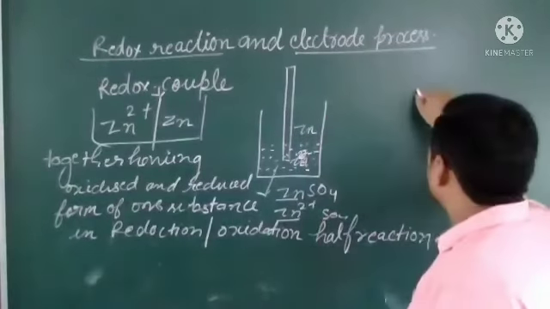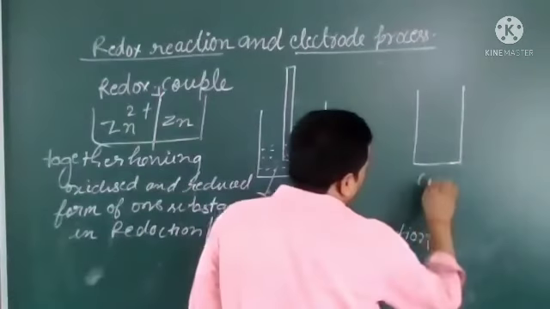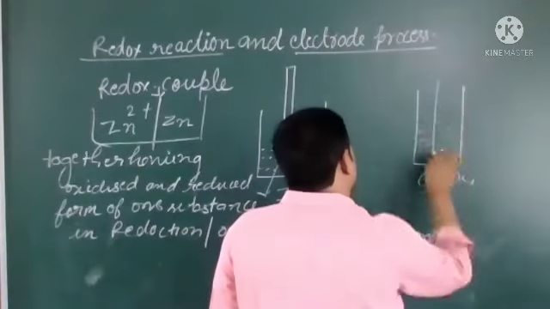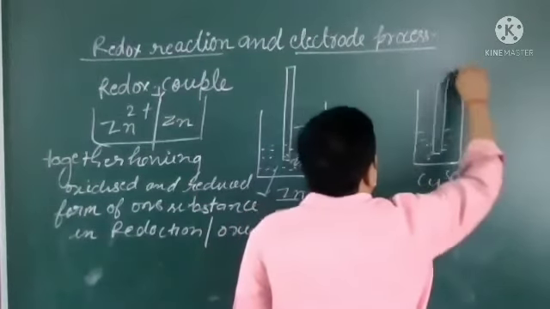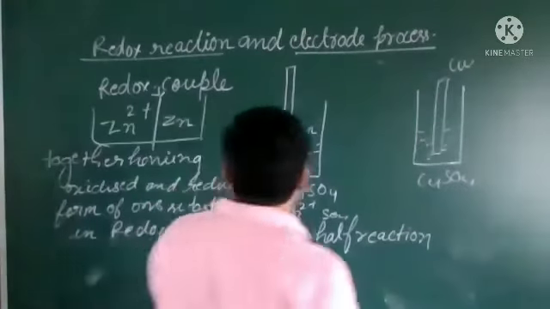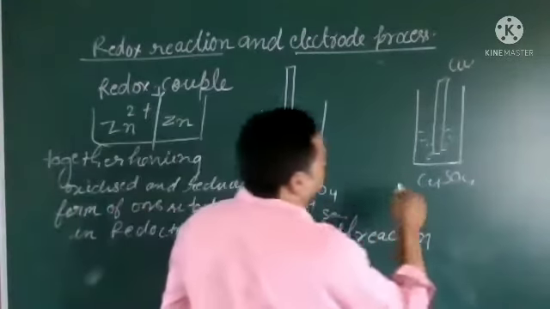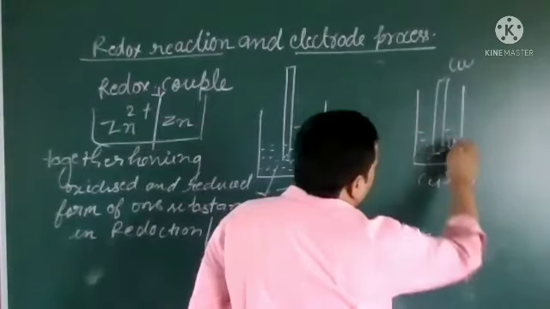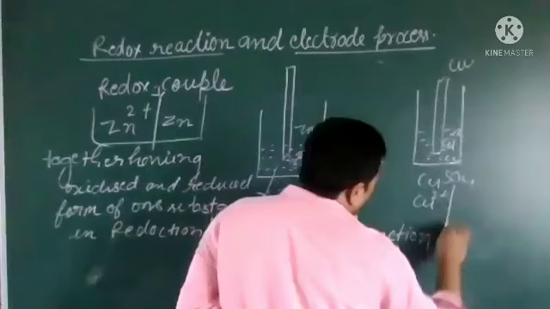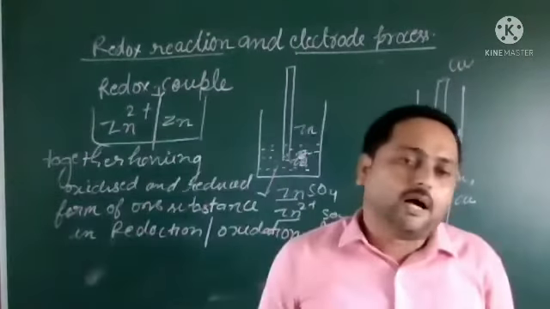If I take another example, here I have taken copper sulfate and dipped a copper rod in it. What will be the redox couple for this? Here the copper will be present in the +2 form, and Cu. So the redox couple will be Cu2+/Cu.